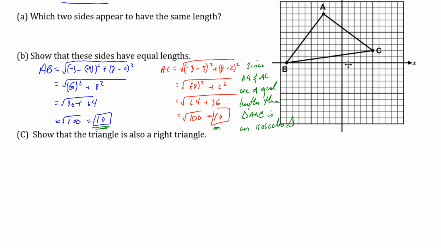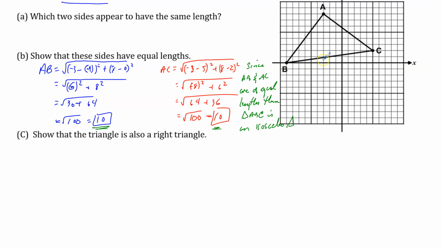All right, part C is asking for it to show that it is also a right triangle. Well, at the moment, we only have one option here, and that is to show that the Pythagorean theorem is true. If it's true, then it must be a right triangle. There are other means of proving that I have right triangles. We'll talk about that a little bit later on. But for right now, let's utilize the Pythagorean theorem.